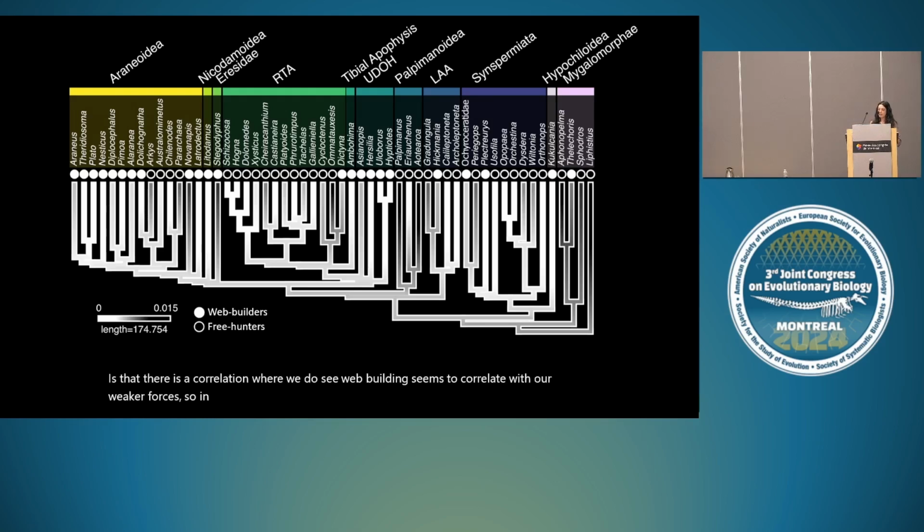So in this figure, we have reconstructed the ancestral states onto the most recent and robust phylogeny, which was by Kalal and others in 2018. We have reconstructed the ancestral states for the total isometric forces for the intercheliceral muscle. The lighter colors on this figure represent weaker forces, whereas the darker colors represent stronger forces. The circles at the tips of the phylogeny represent if the species is a web builder in white or if they are a free hunter in black.